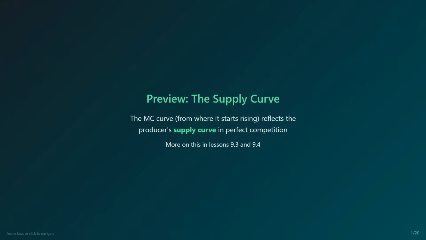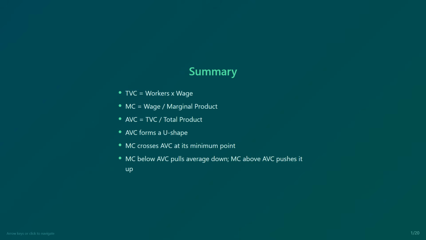To summarize, we learned to calculate three things. First, total variable cost, the number of workers multiplied by the wage. Second, marginal cost per unit, wage divided by marginal product. Third, average variable cost per unit, total variable cost divided by total output. The key point is that AVC forms a U-shape: it falls when MC is below it, and rises when MC is above it. These tools form the basis for finding the profit maximizing point, which we will study in the next section.